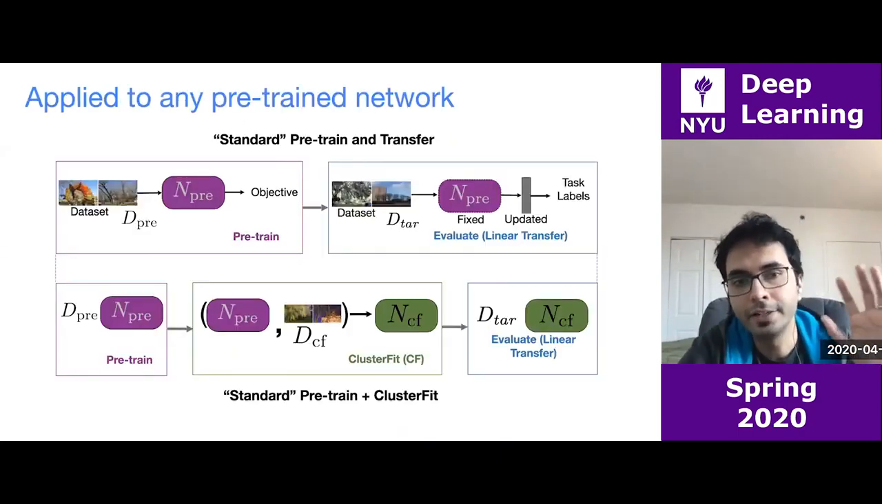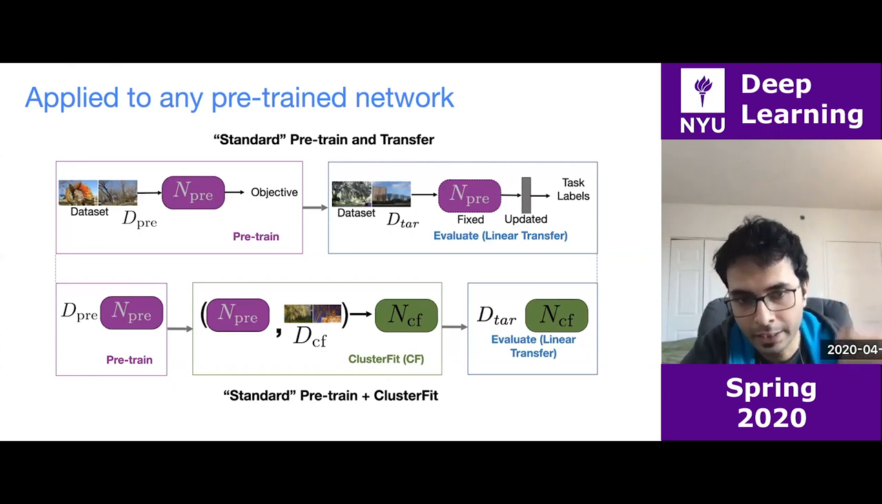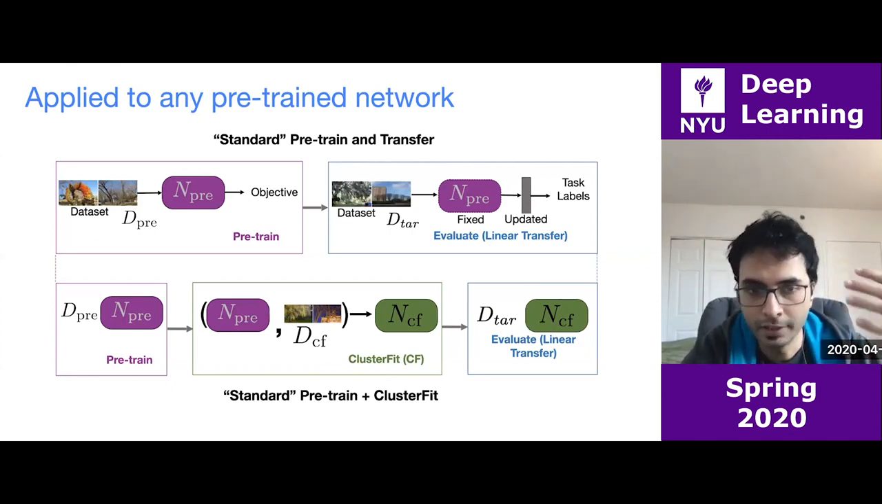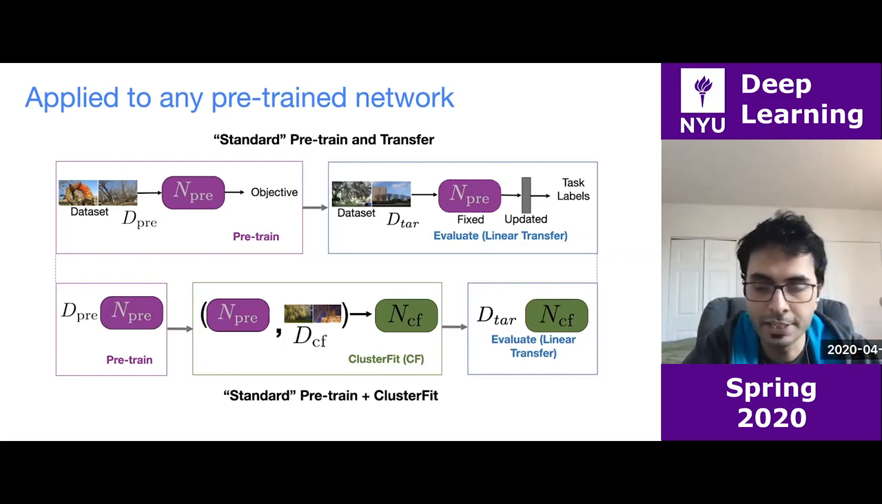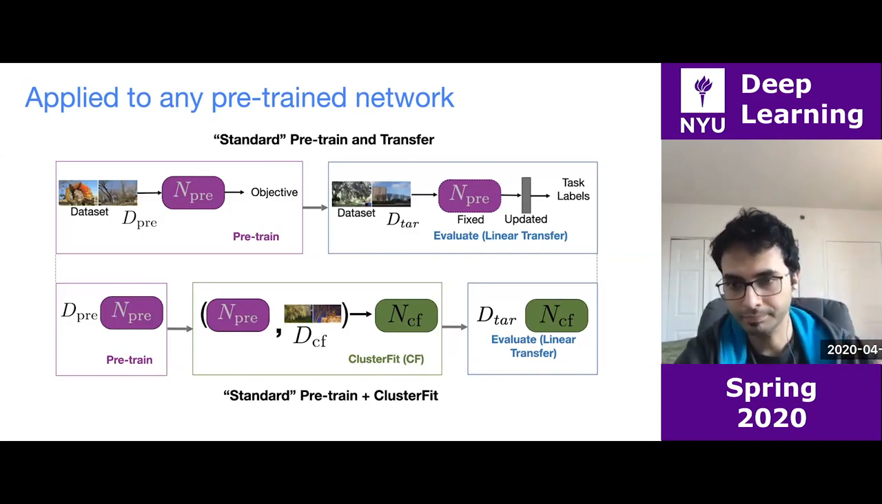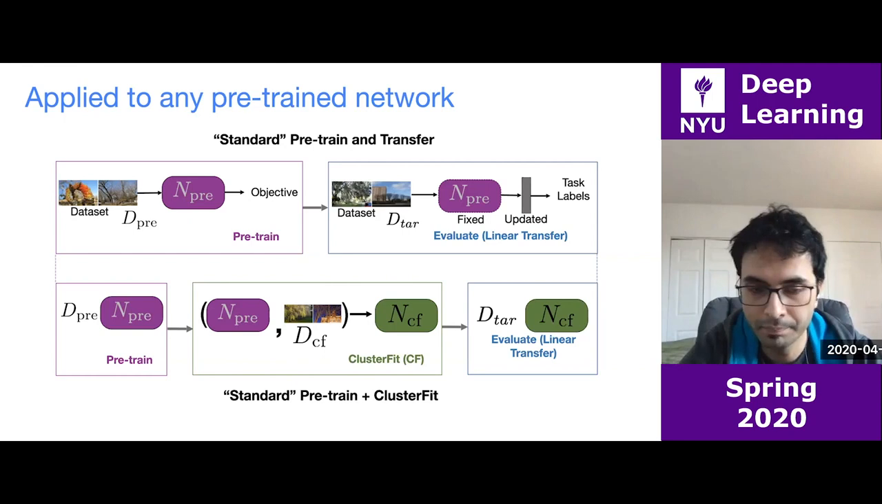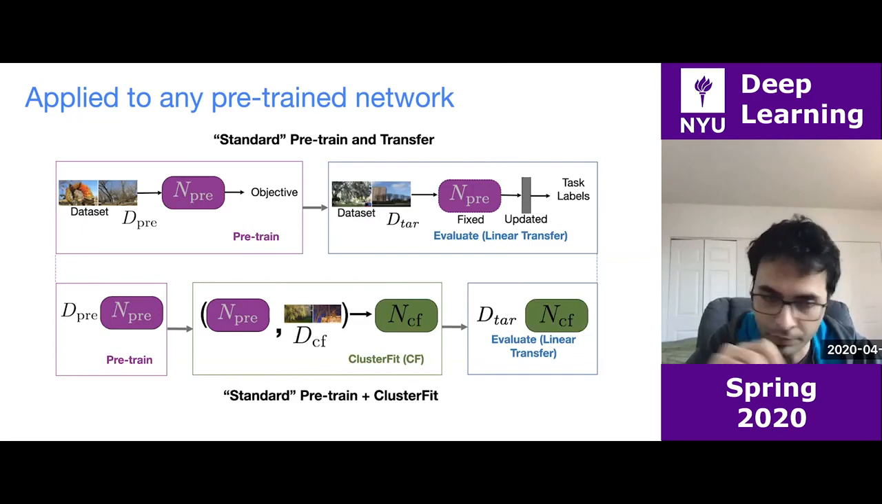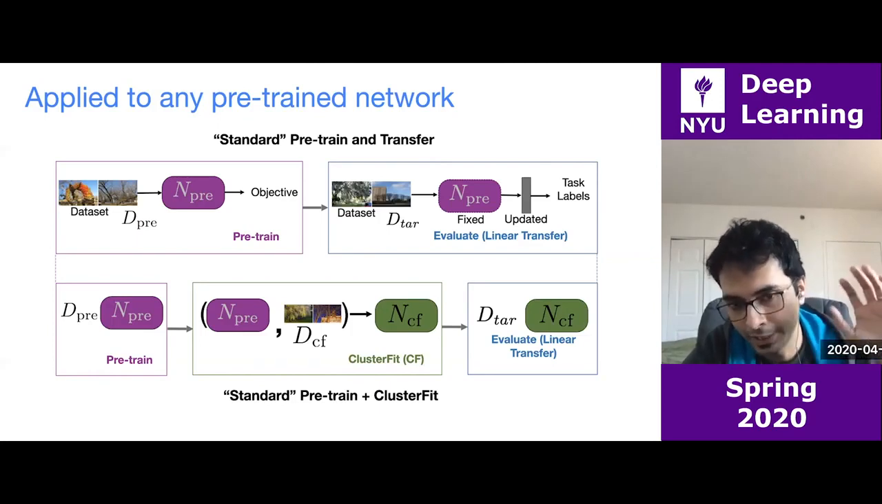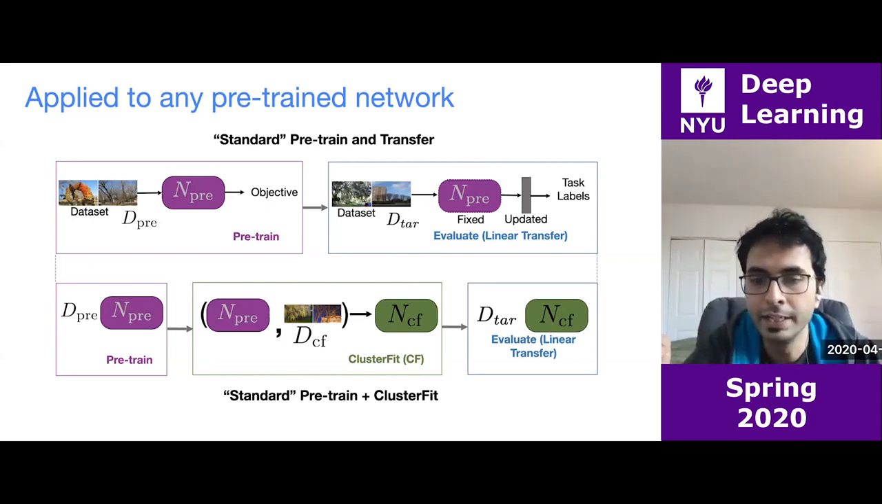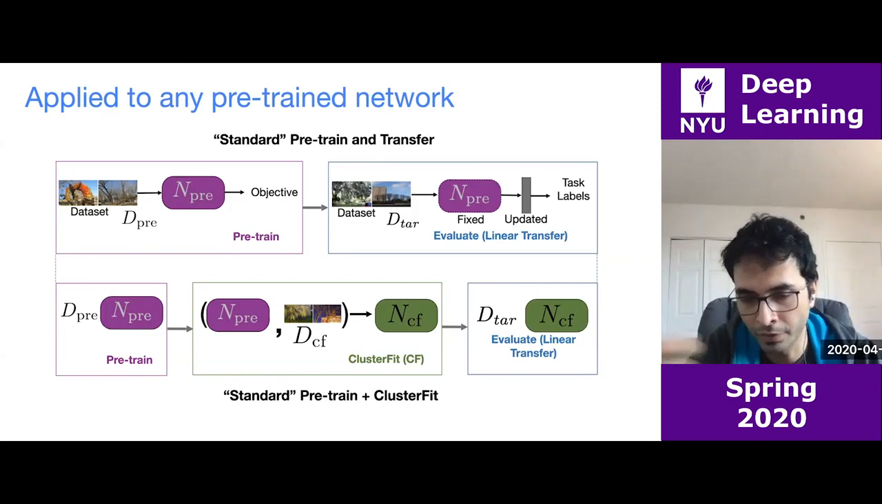A standard pre-train and transfer task is to perform your pre-training. So that's the top row. You perform your pre-training on an objective like predicting hashtags or predicting GPS locations, and then you evaluate this feature by learning, say, a linear probe. In the ClusterFit world, we do not touch the pre-training. You perform your pre-training as you were. You just insert a step in between, which is the ClusterFit step, where you take a data set D and your pre-trained network and you learn a new network from scratch on this data. And finally, you use this green network for all your downstream tasks.